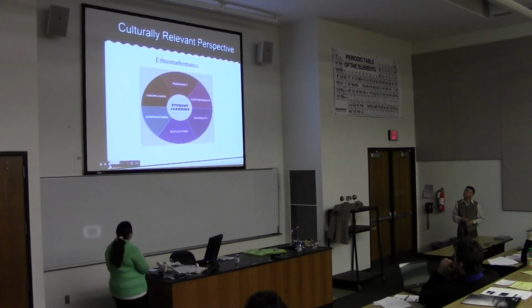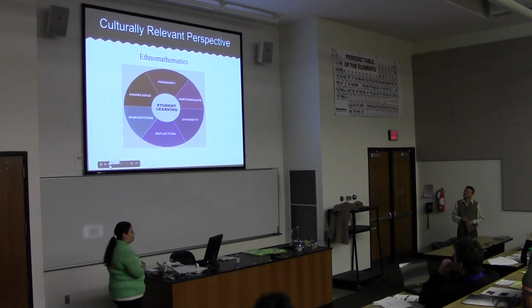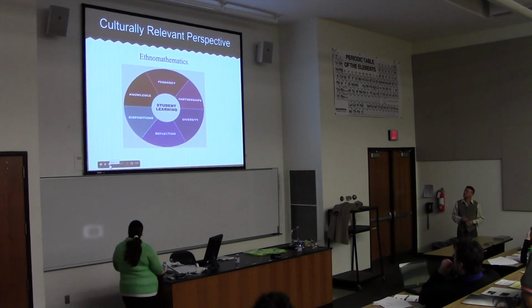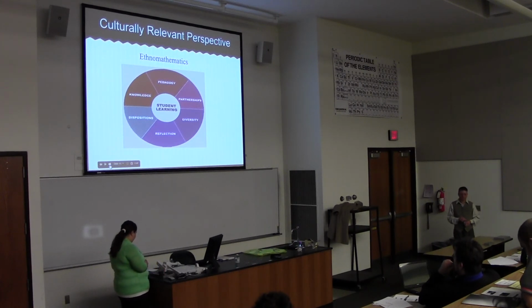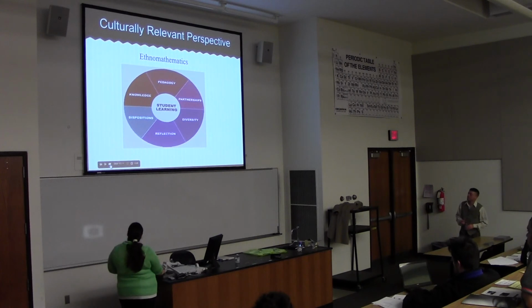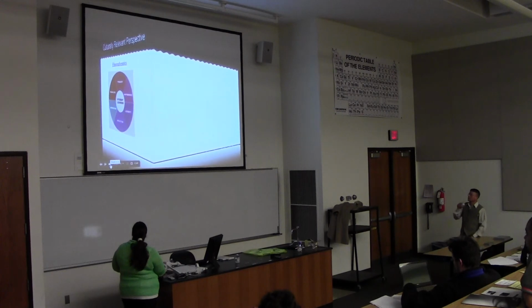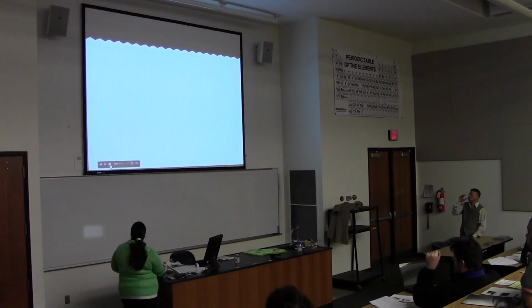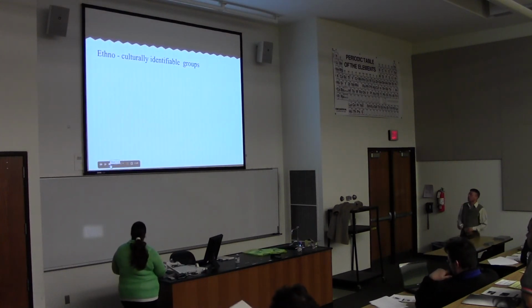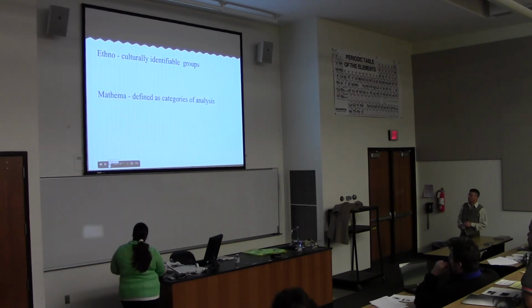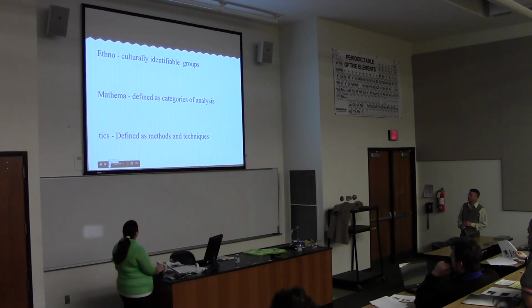This is a little concept that we found. It's called ethnomathematics. It's the knowledge and the cultural perspective that is viewed as a version of mathematics. The word breaks down into two parts. Ethno is culturally identifiable groups. Mathema is defined as categories of knowledge. And tics is defined as methods and techniques.